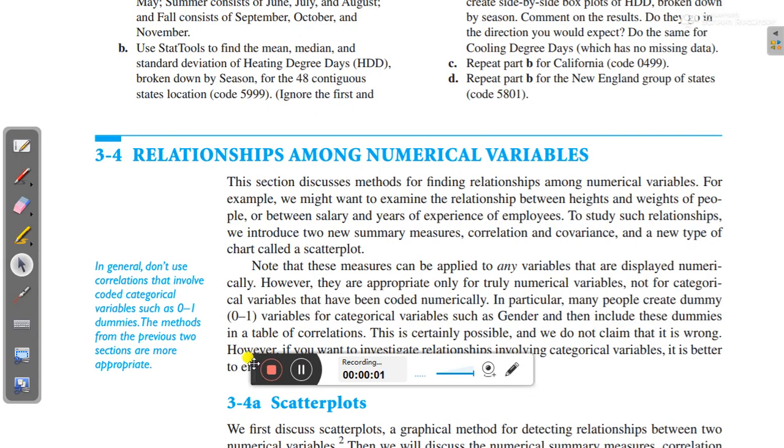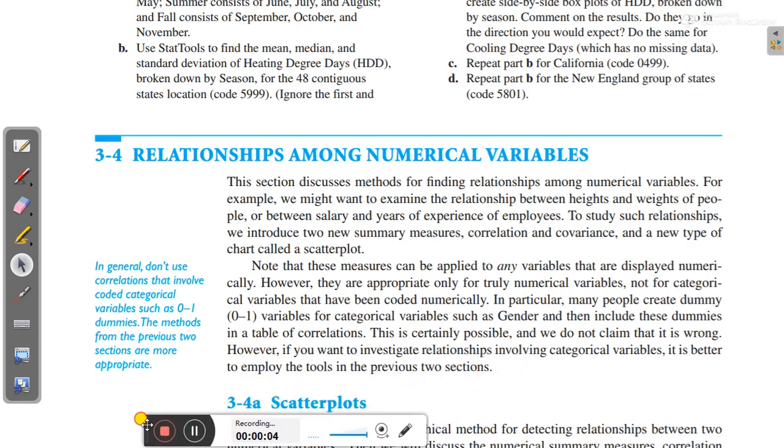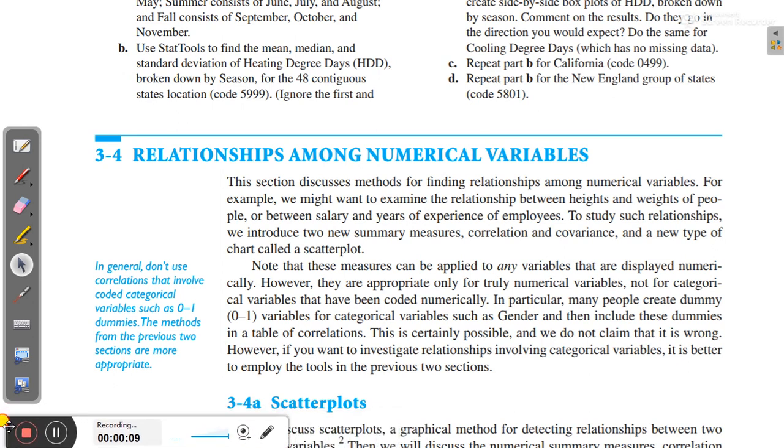Students, in this video I am going to discuss relationships among numerical variables. In the previous video I discussed the relationships among categorical variables, and also between categorical and numerical variables. To understand the relationship among numerical variables, we need to understand three basic things: what is correlation, what is covariance, and a different type of plotting technique, that is the scatter plot.